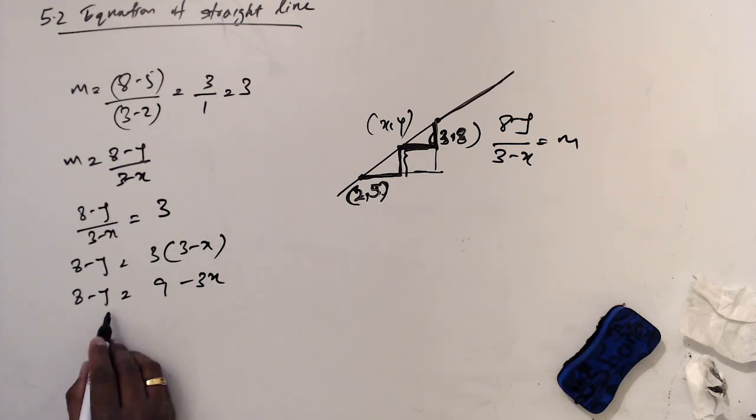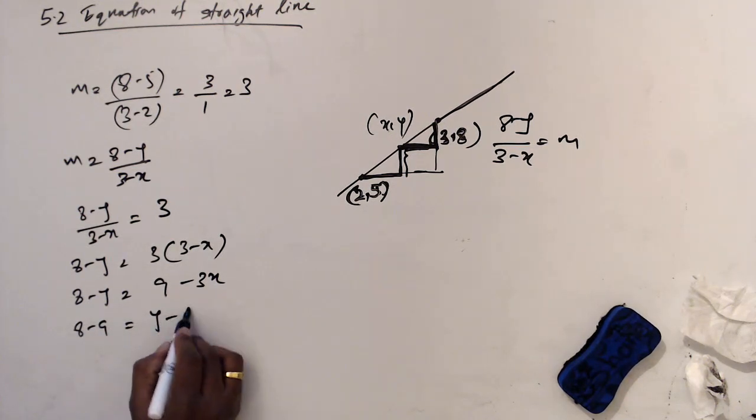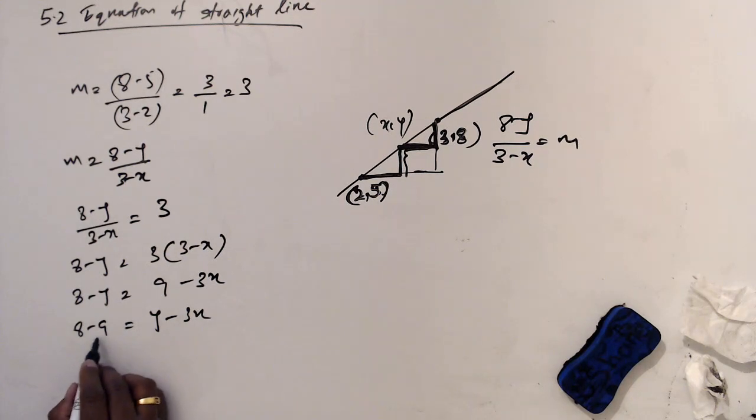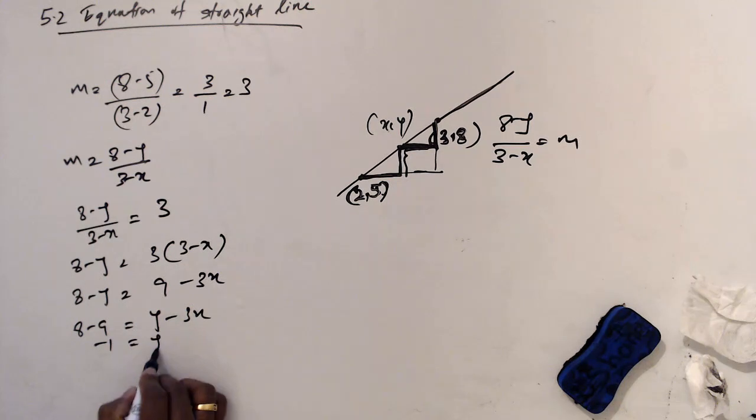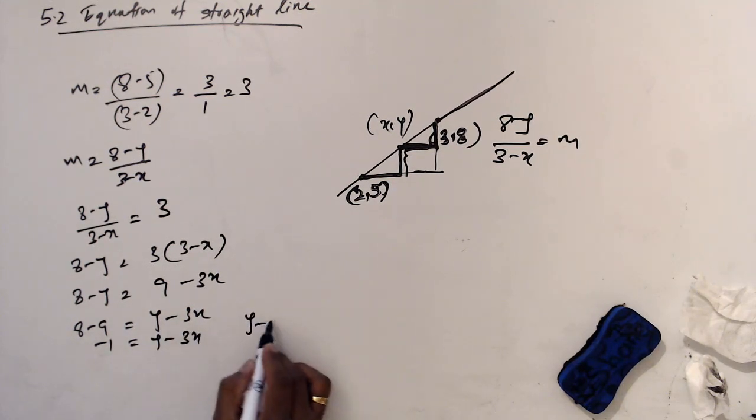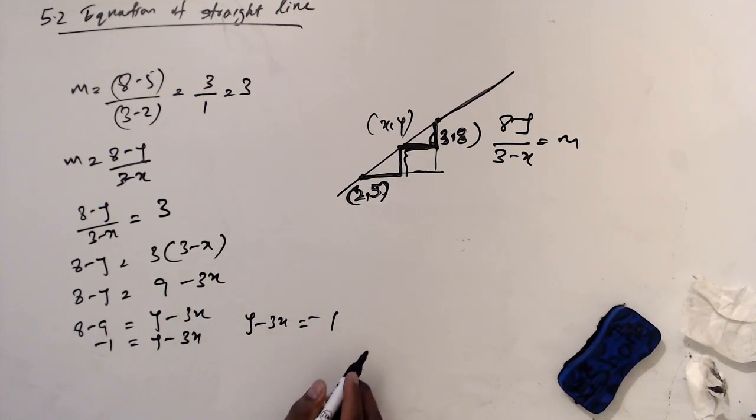Then I'll bring 9 to here. 8 minus 9 equals y minus 3x. So this is going to be minus 1 equals y minus 3x. y minus 3x equals minus 1.